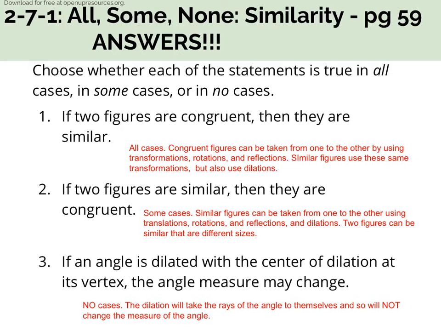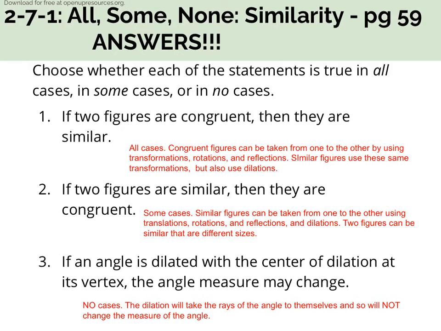Number 2, if two figures are similar, then they are congruent, kind of going backwards. This happens in some cases. Similar figures can be taken from one to the other using translations, rotations, reflections, and dilations, but two figures can be similar and be different sizes. Just because they're similar doesn't mean they're exactly the same. We can have one bigger and one smaller, and then they're not congruent.